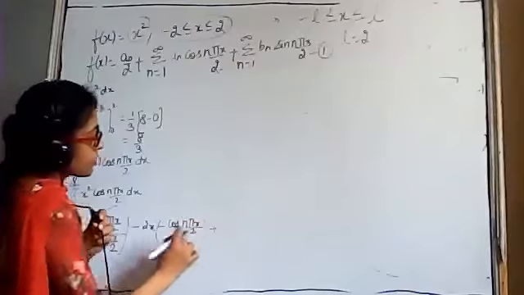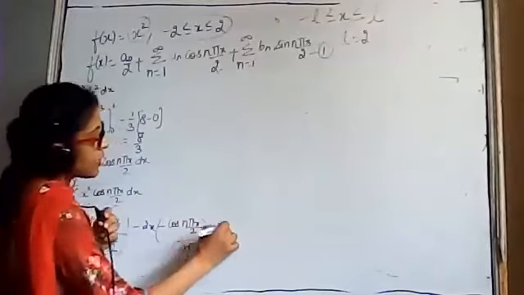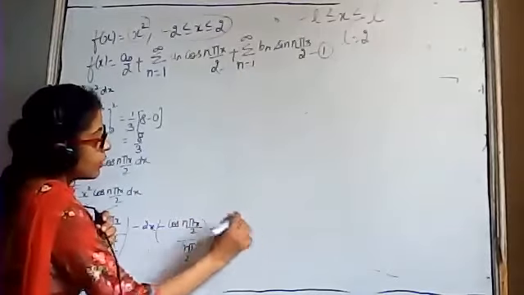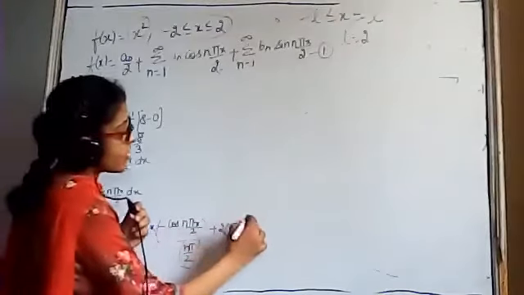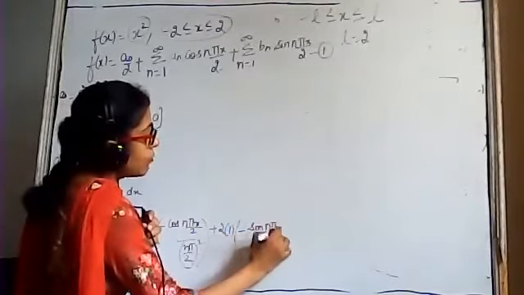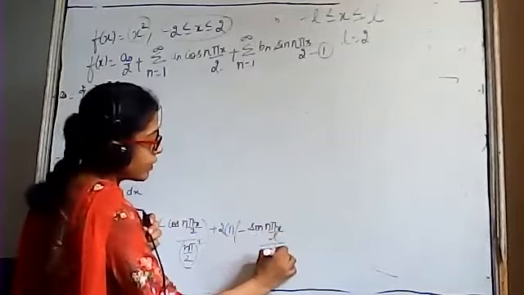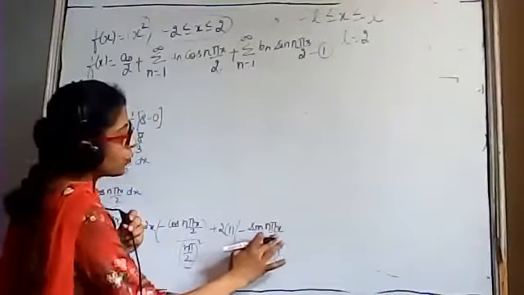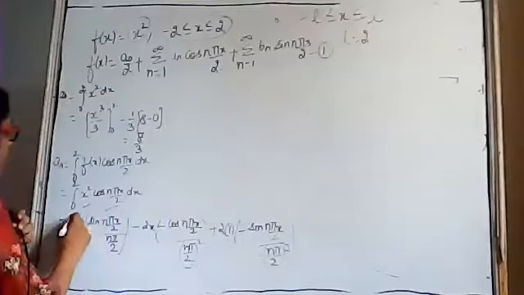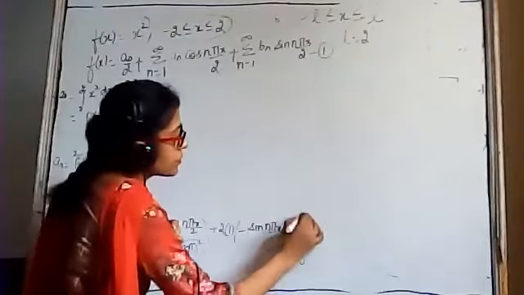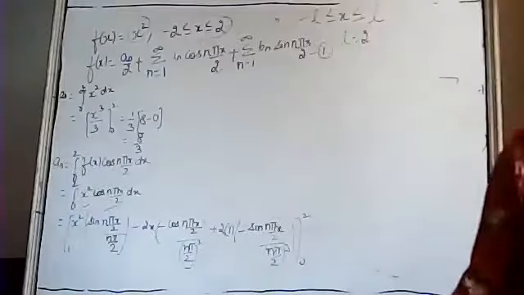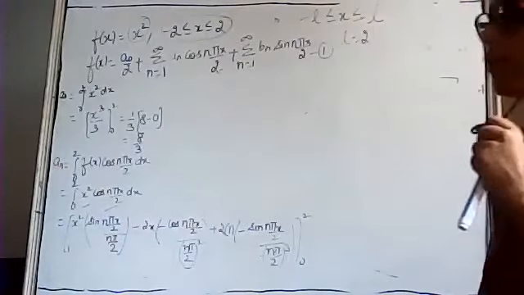After that, positive sign. This 2 will remain as it is. Differentiation of x will be 1. This minus sign will remain as it is, and the integration of cos is sine of n pi x upon 2, divided by n pi upon 2 whole cube. And we have the limits from 0 to 2. I'm giving you 5 minutes, solve it completely and find the value of an.